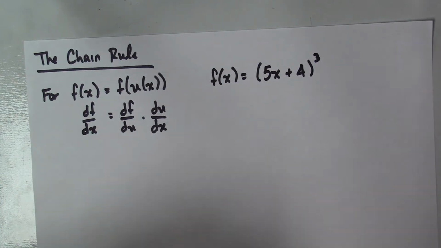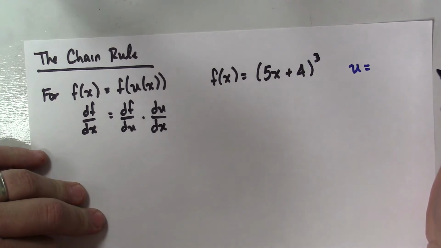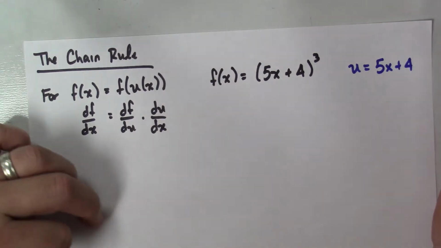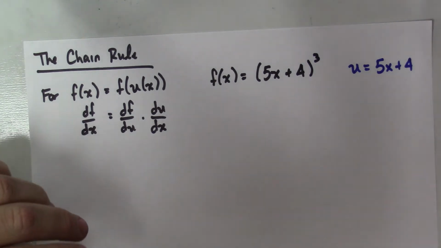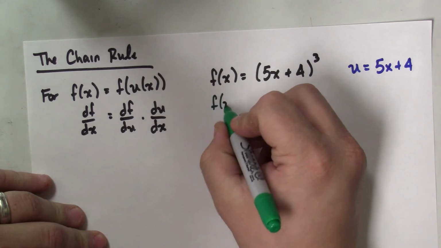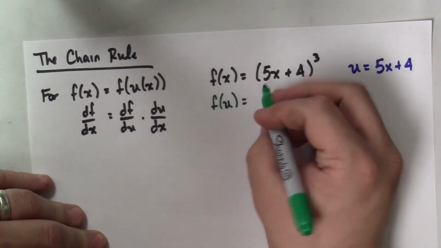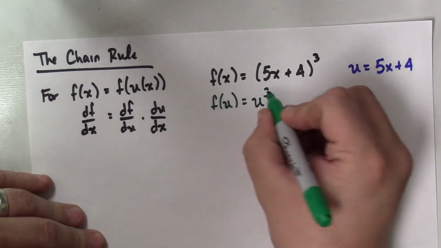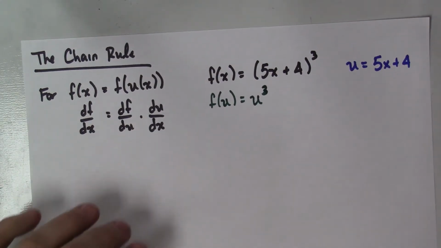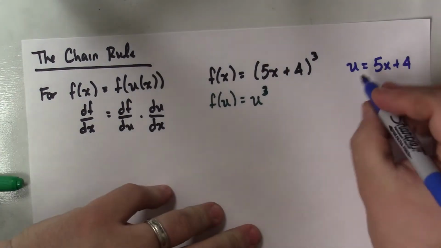Okay, what I'm going to do is I'm going to come over here and say u is 5x plus 4. And then I'm going to rewrite f as f of u equals, and I'm going to replace whatever u is, so 5x plus 4, with u. So f of u is u cubed. Now, next thing I'm going to do is evaluate du dx.